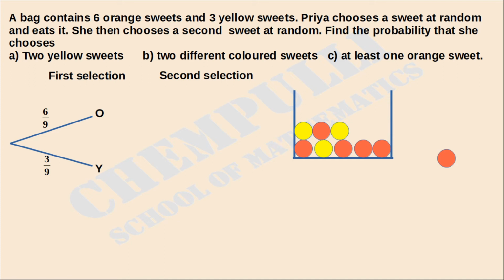Okay, which are they? Those two possibilities are orange seed and yellow seed. Then what is the probability of getting orange seeds from here? Total how many orange seeds are there? 5. Total how many seeds are there? 8. That means it becomes 5 over 8.